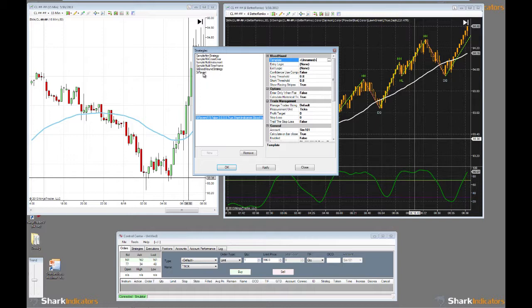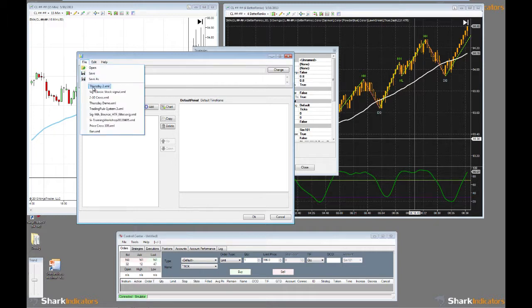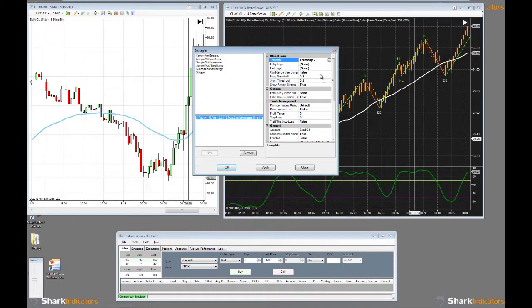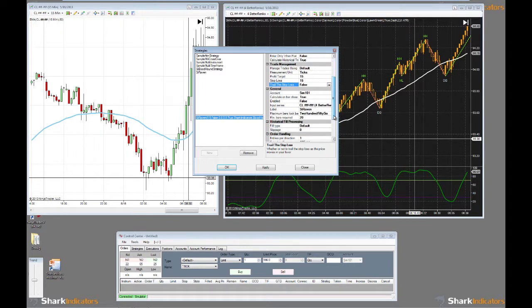Our strategy component for Bloodhound is called Raven. I'm going to load up Thursday 2, which is what I just did. I've got an entry logic called new logic. Like I said, it's probably not going to be that good, but we're just going to do it for the sake of showing you. And here's where you put in some profit targets and some stop losses. Let's go ahead and enable that.